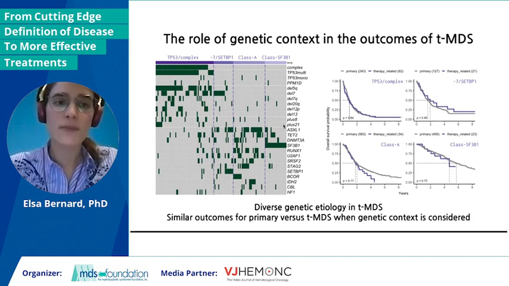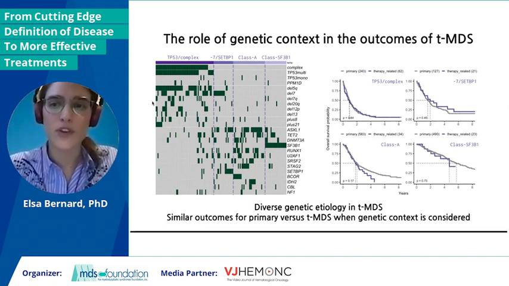And here on the heat map on the left, we've grouped the therapy-related MDS cases into 4 different subgroups: one with TP53 and complex karyotype, another subgroup with monosomy 7 or ZBTB1 mutations, a third subgroup with complex mutational patterns involving U2AF1, SRSF2, with co-mutations in BCOR, RUNX1, among others, and then a more simple subgroup with SF3B1 mutations and a few other co-mutations.